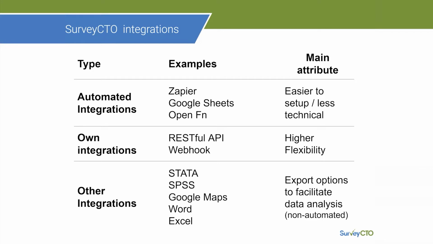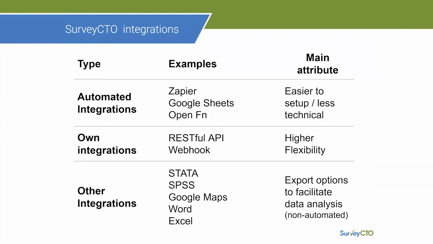Then we have other integrations which give you ways to get data out of SurveyCTO into other tools that you might use for data analysis. So you can export data directly into Stata, you can export data into SPSS, and whatever other tools that you have. So if you're doing your analysis in Stata, there are easy ways to actually get your data out of SurveyCTO into Stata and be able to do your analysis there. So 3 ways in which we offer integrations: automated integrations, own integrations, and other integrations.